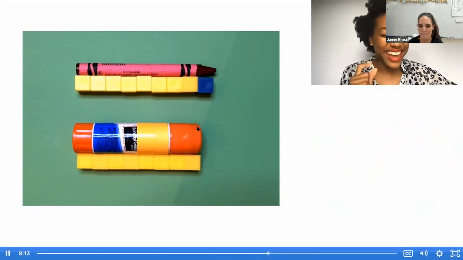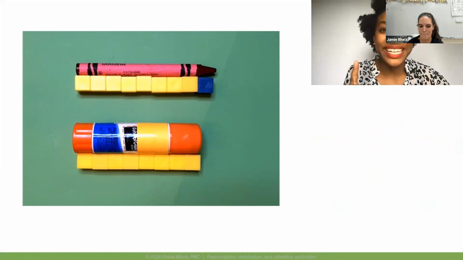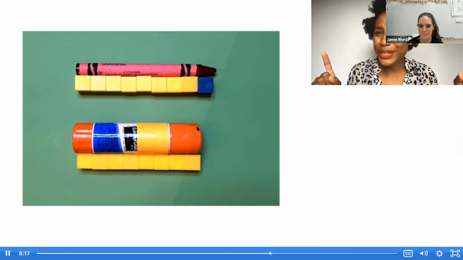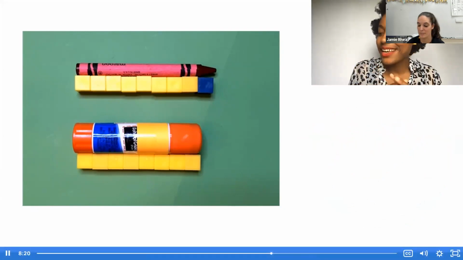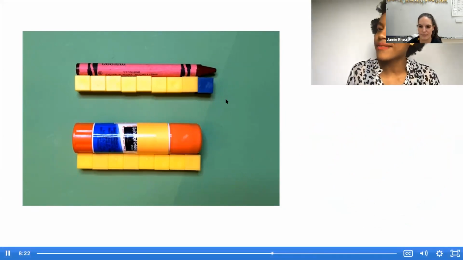My question is, how much? Take a moment to count. How many cubes less does the glue stick have compared to the crayon? Let's count them. Ready? Let's count the crayon first. 1, 2, 3, 4, 5, 6, 7, 8, 9 for the crayon. Now let's count the glue stick. 1, 2, 3, 4, 5, 6, 7, 8.